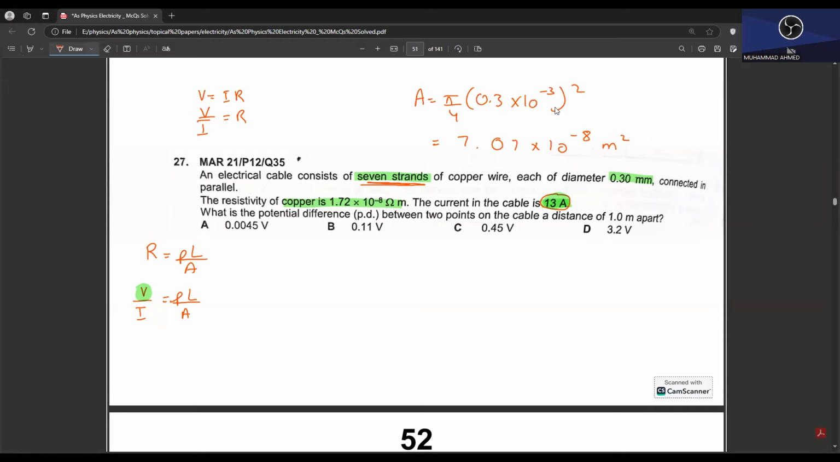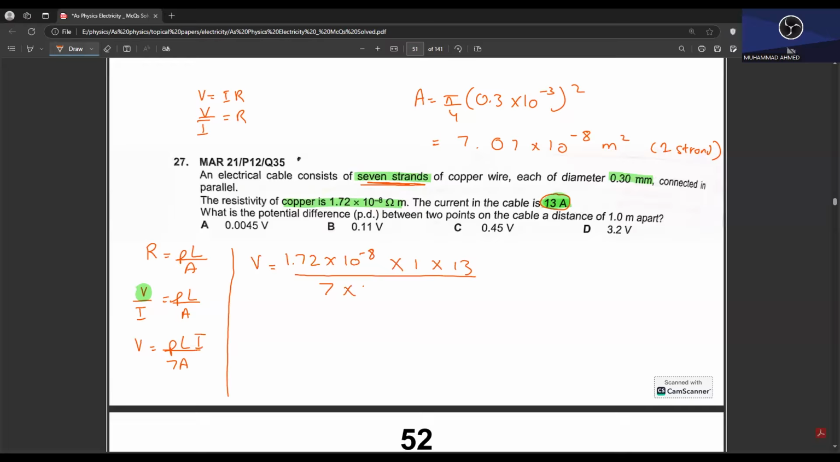Now, this is the area for one strand. What will be the area for 7 strands? Multiply this by 7. So, to calculate voltage, voltage is equal to resistivity into length into current divided by 7A. Why 7A? Because I have multiplied the area of each strand by 7. Let's substitute the values now. Voltage is equal to resistivity, that is 1.72 into 10 raised to the power of minus 8, multiplied by the length, that is 1 meter, multiplied by the current, that is 13 amperes, divided by 7 into the area.